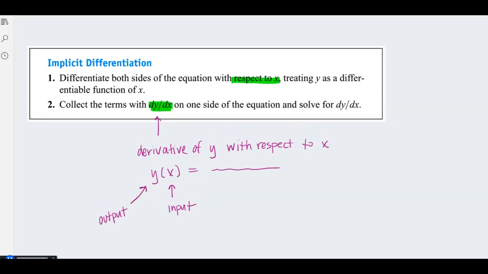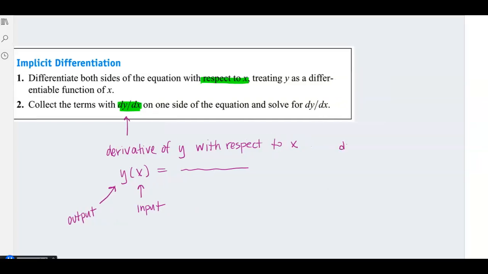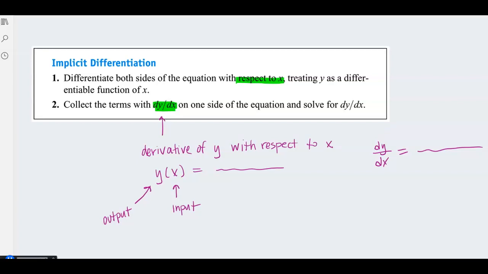Once we take the derivative, we have to take any of the terms that have a dy/dx, collect them all onto one side so we can factor them out, and solve for dy/dx. So we want to end up with a final product of dy over dx equals, and then whatever our equation is. So we'll go through three examples showing how this happens.